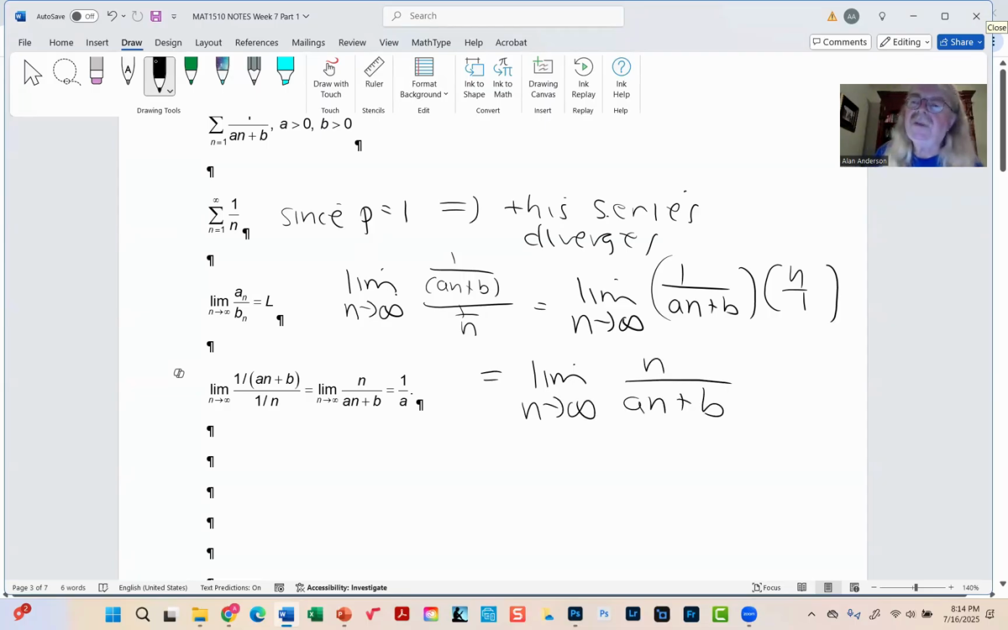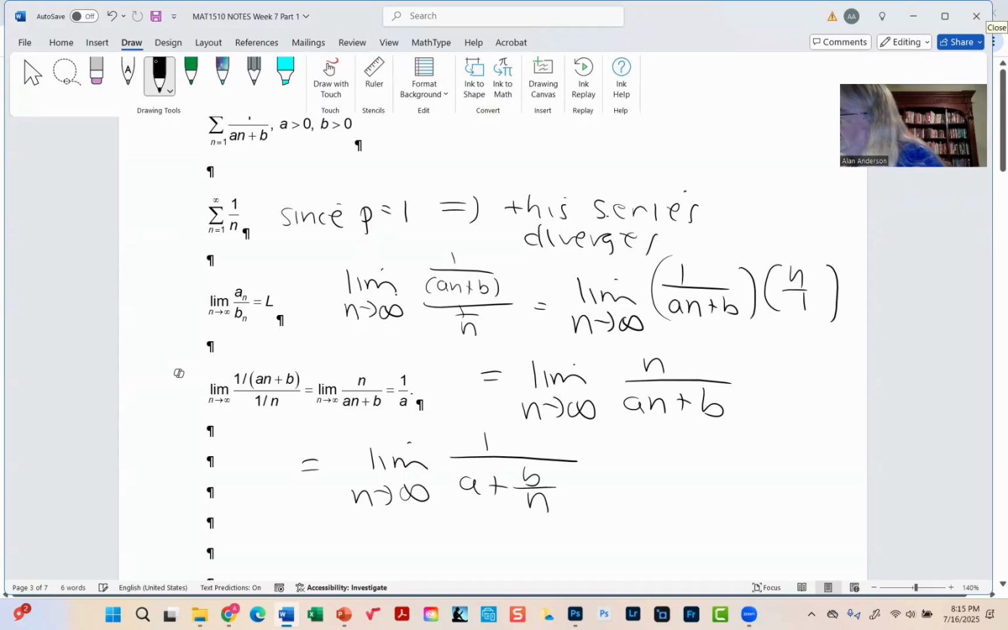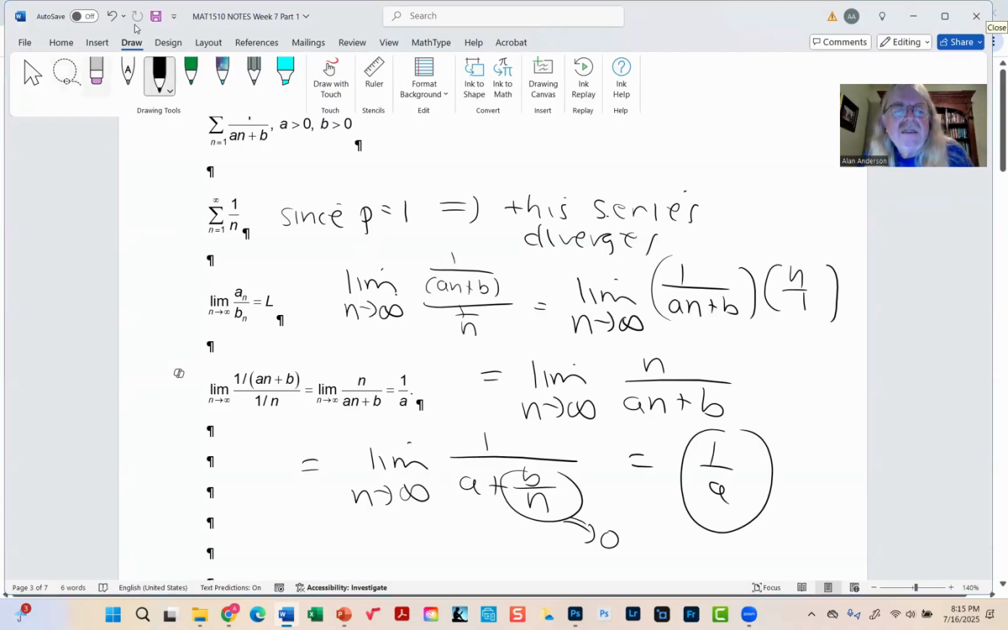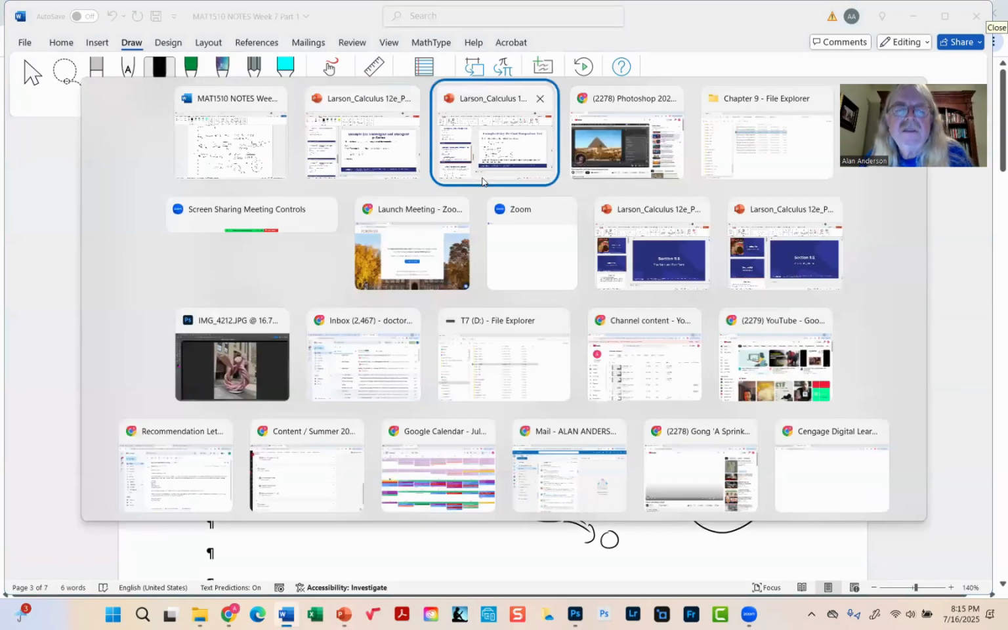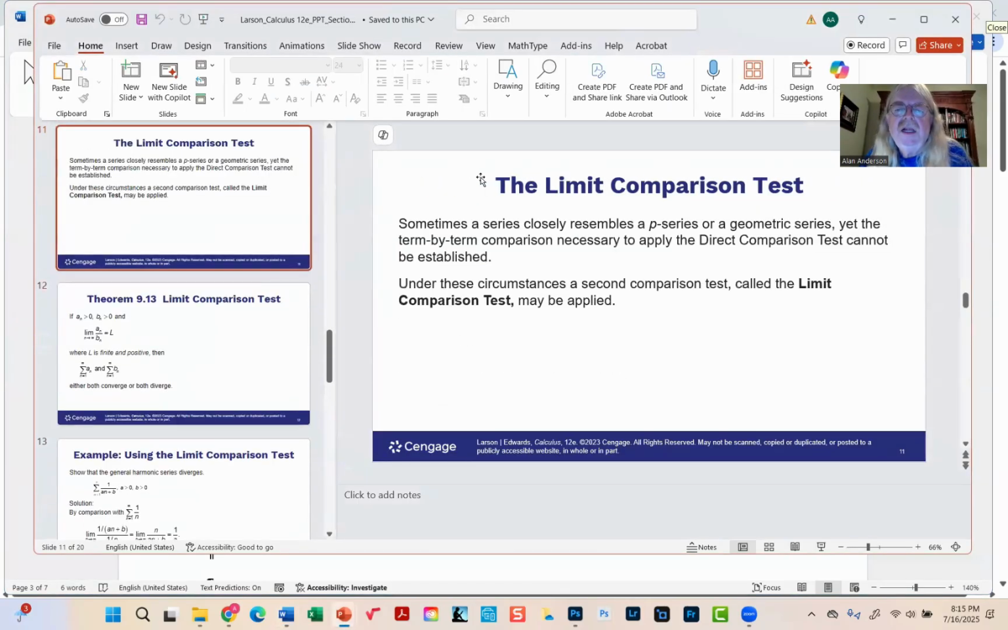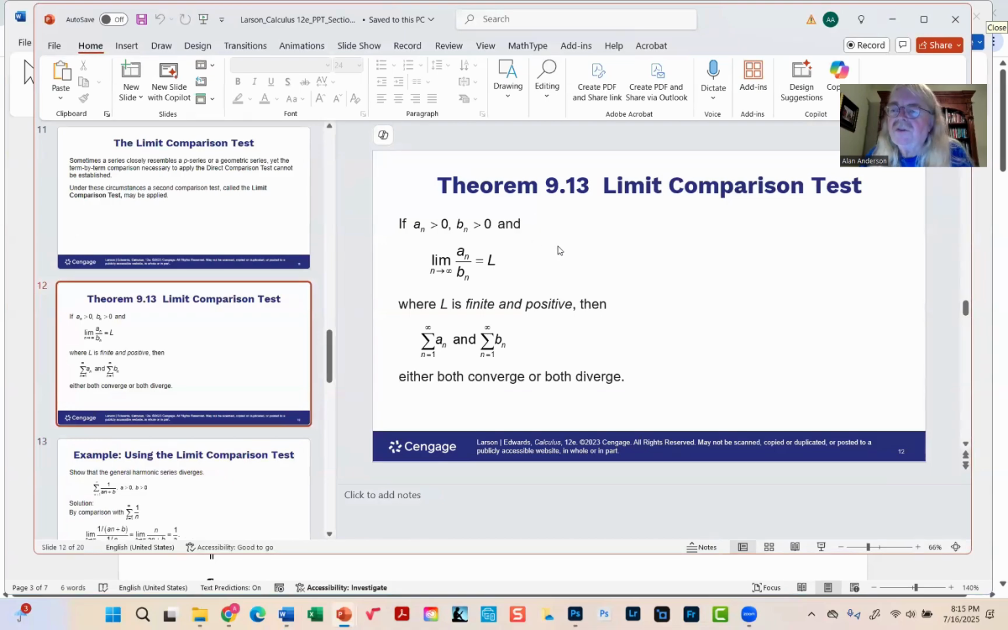Now, the way it's written now, the limit will end up giving us infinity over infinity. So what we can do is divide out all the terms by n. And so this goes to 0. We also end up with 1 over a. All right. Now, what they're telling us here is that given that we have this constant, 1 over a, that means either they both diverge or converge.